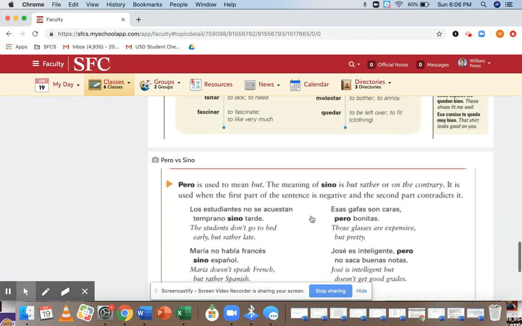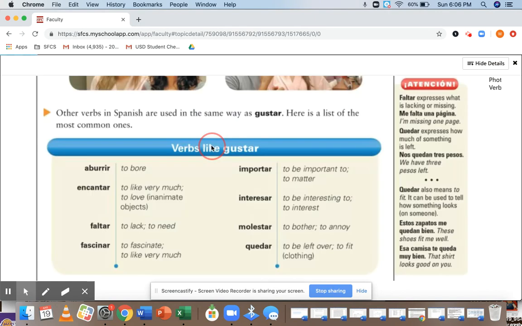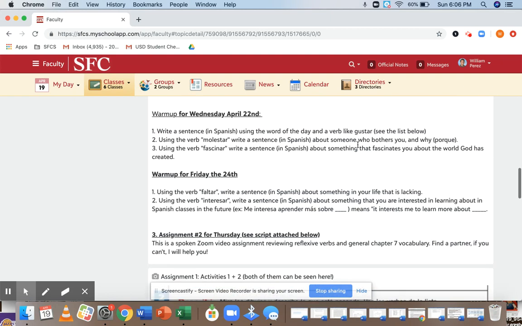So use one of these verbs and then the Spanish word of the day, whatever that is, for whatever day you decide to do this. Make a sentence with that. Have it make sense, por favor. Then using the verb molestar, which means to bother, write a sentence in Spanish about someone who bothers you and why, using the word por qué.